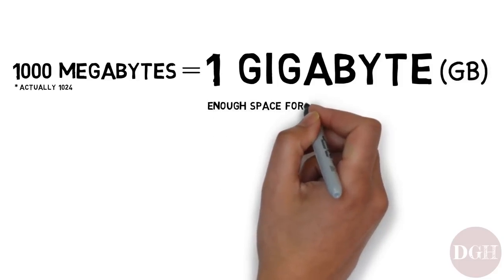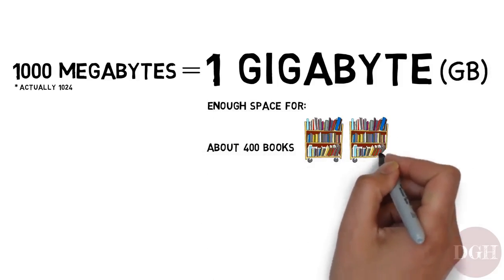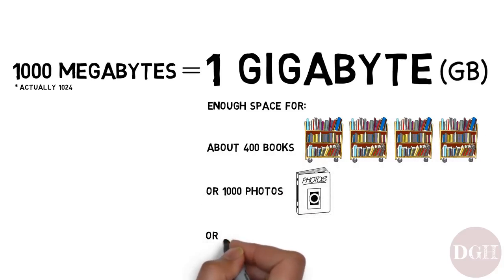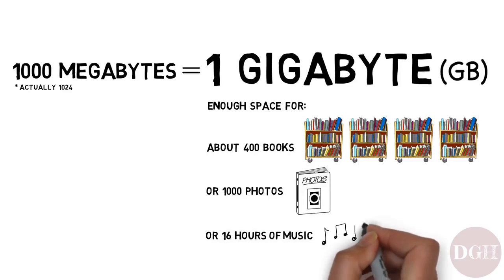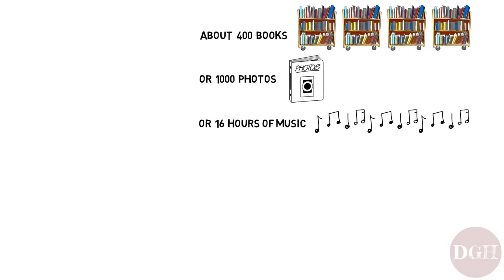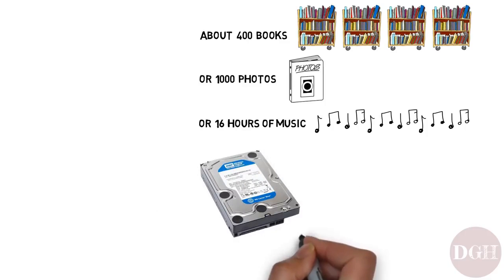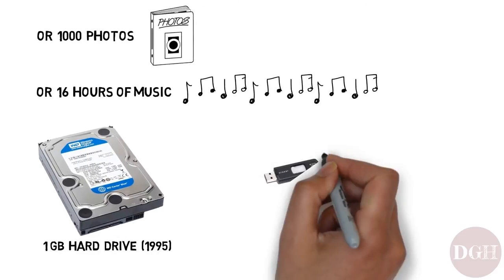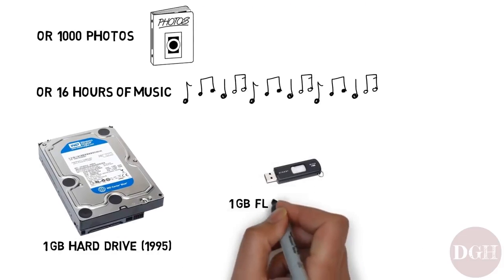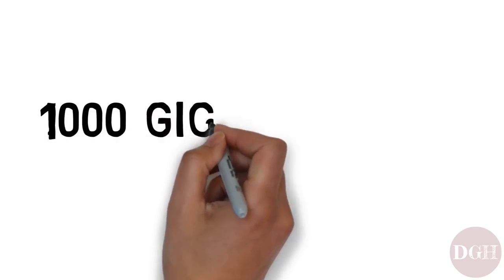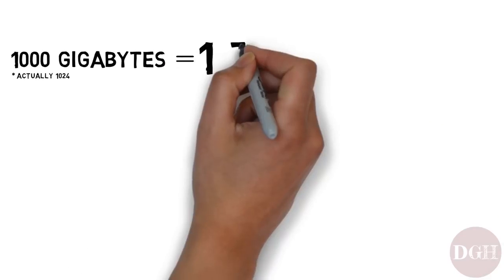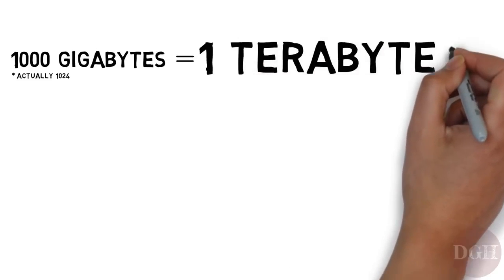And it's enough space to hold about 400 books, or 1,000 pictures, or 16 hours of music. By the mid-1990s, you could buy a 1 gigabyte hard drive for a couple $100. Today, you can buy a 1 gigabyte flash drive for about $5. Okay, so what's it called when you have 1,000 gigabytes? 1,000 gigabytes is called a terabyte and is often abbreviated as TB.